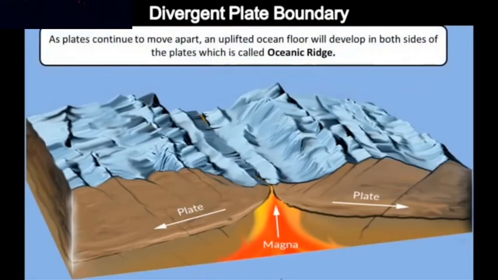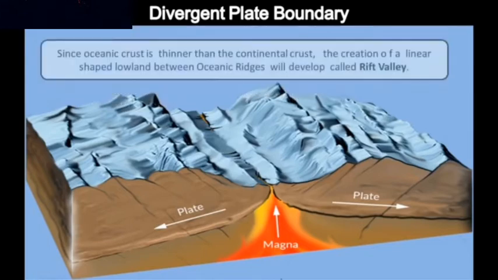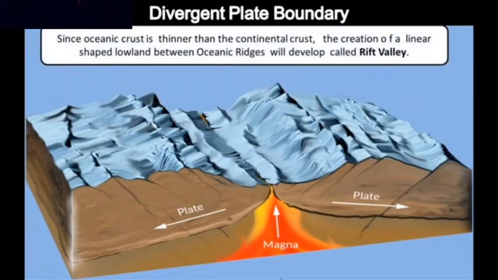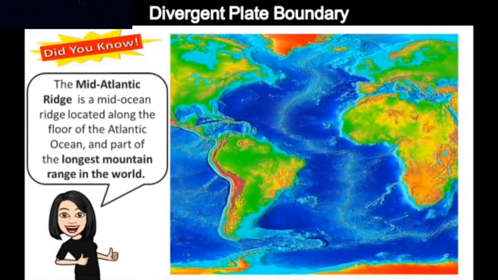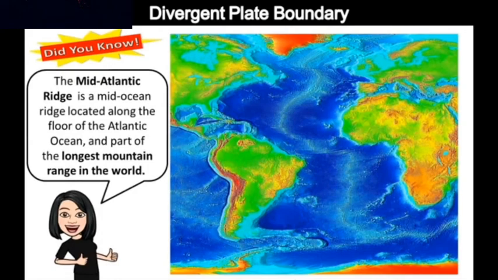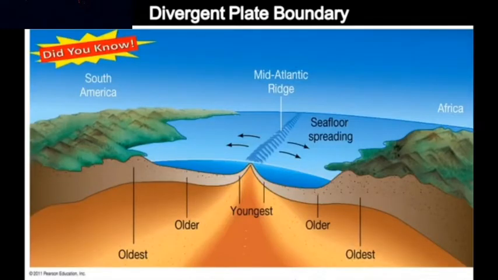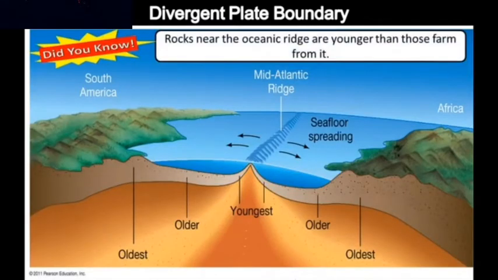As plates continue to move apart, an uplifted ocean floor will develop on both sides of the plates, which is called oceanic ridge. Since oceanic crust is thinner than the continental crust, the creation of a linear-shaped lowland between oceanic ridges will develop, called rift valley. Did you know? The Mid-Atlantic Ridge is a mid-ocean ridge located along the floor of the Atlantic Ocean and part of the longest mountain range in the world. Did you know also? Rocks near the oceanic ridge are younger than those far from it.